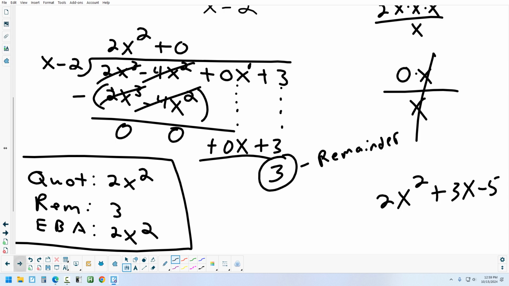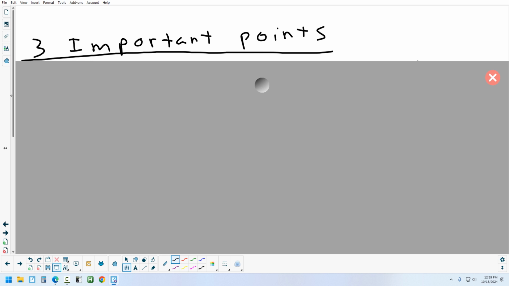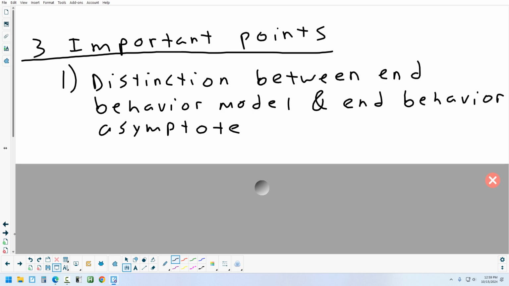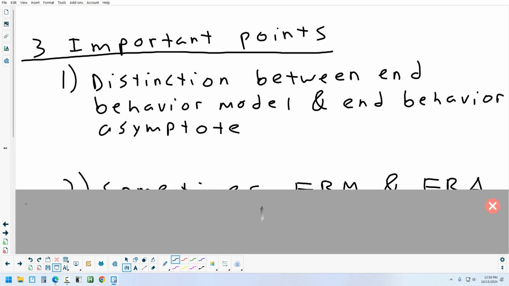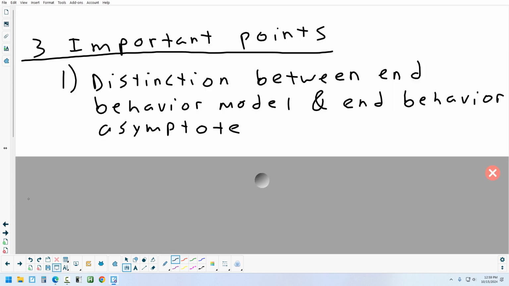All right, and we're gonna do some more long division too. So just to kind of recap from last week, there's a difference between the EBM and the EBA in how you find them. So the EBA, that is when you do long division. The EBM, that's a lot easier. Okay, that's a faster calculation.